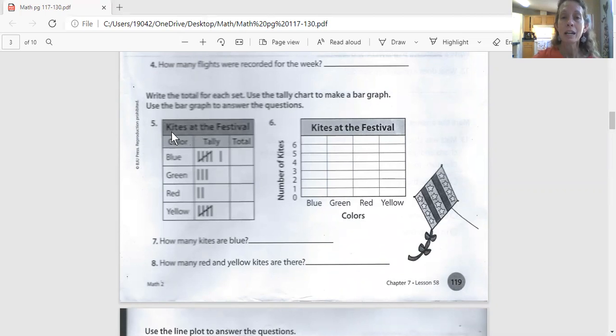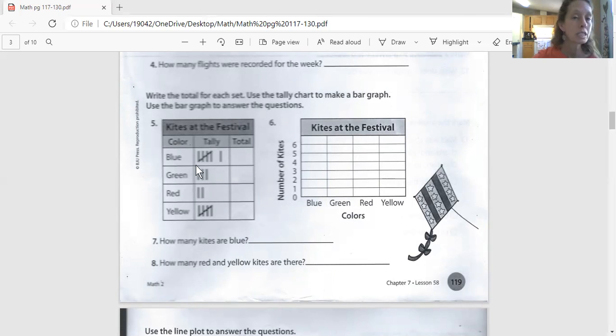My title is Kites at this Festival. And first of all, it says blue kites. Well, I know if I count a set of tally marks, that's 5. And then I start from 5 and just count on the rest. 5, 6. There are 6 blue tally marks, or 6 blue kites. And I'd write 6 here.